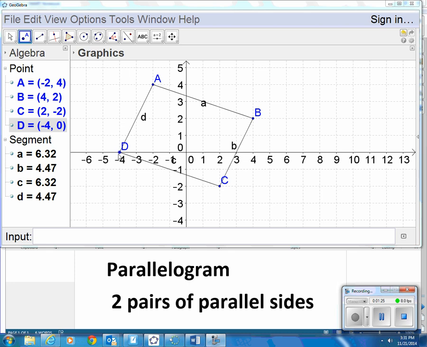Going from D to A, I have to go up 1, 2, 3, 4 over 2. Going from C to B, I have to go up 1, 2, 3, 4 over 2. So those two pairs have the same slope. So they are parallel. They will never cross. It just turns out that there is also two pairs of sides that have the same length. Because they're parallel, they will create equal lengths for two of the pairs.